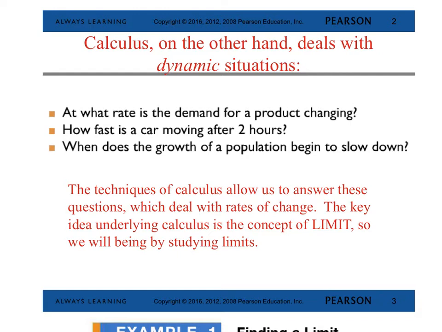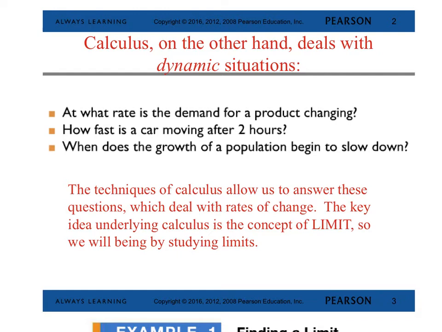They start out going to Nashville and they drive for 2 hours. How fast is the car actually moving after 2 hours? What rate of speed are they going at? What's the growth of a population? When does the growth of a population begin to slow down? Population doesn't grow forever. Sometimes they decrease. When does that growth rate slow down? Not when does the population decrease, but when does its growth start to decrease? When is it growing not as fast as it was before?